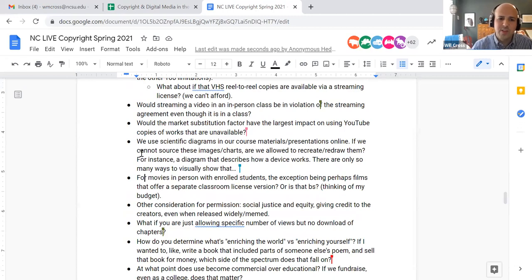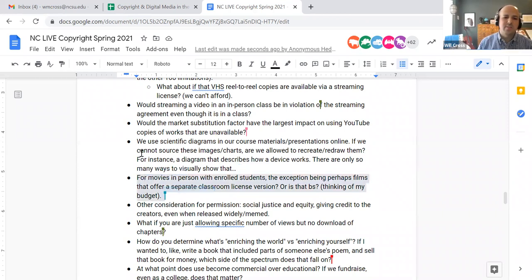So the question here is, for movies in person with enrolled students, the exception being perhaps films that offer a separate classroom license version, or is that BS? That is BS. Well, that's mostly BS. You can perform or display any lawfully acquired film as part of classroom instruction, full stop. The fact that somebody added some sort of classroom license on there doesn't take away your ability to do that. If you ask me if you can give me money, I'll say, sure, I'll take some licensing fees, even if I'm not really entitled to them, because why the heck not?